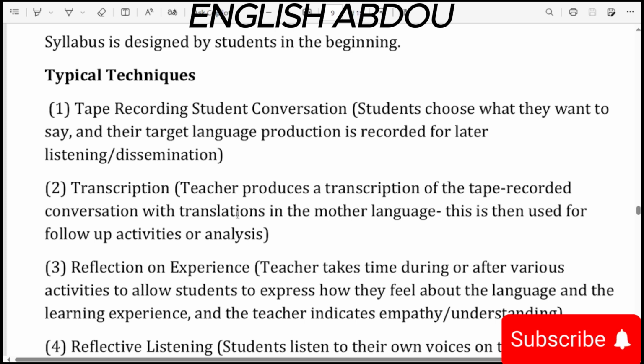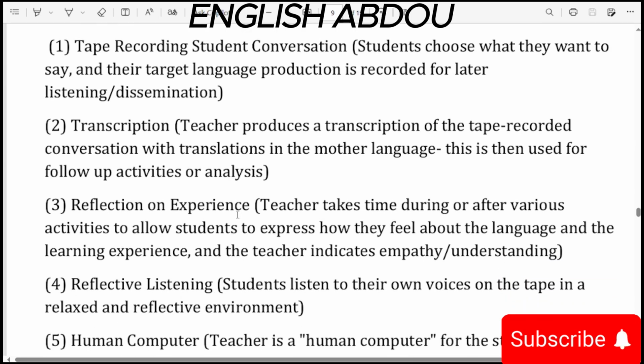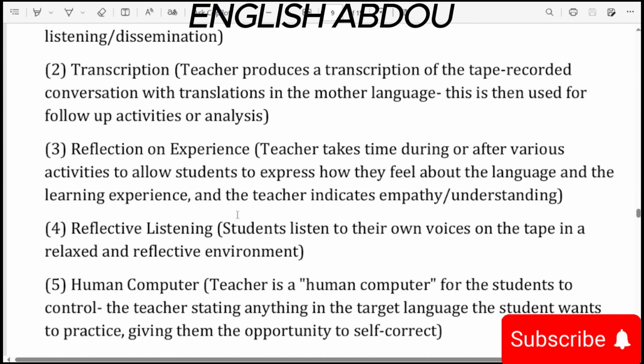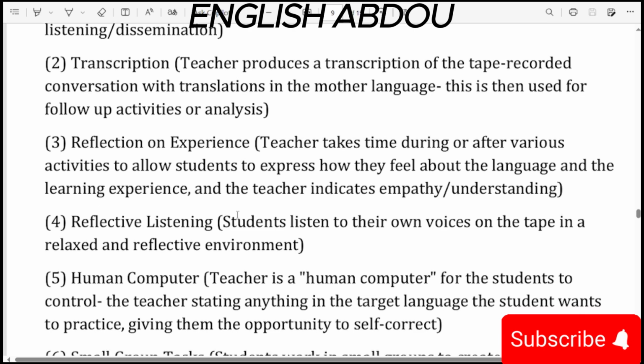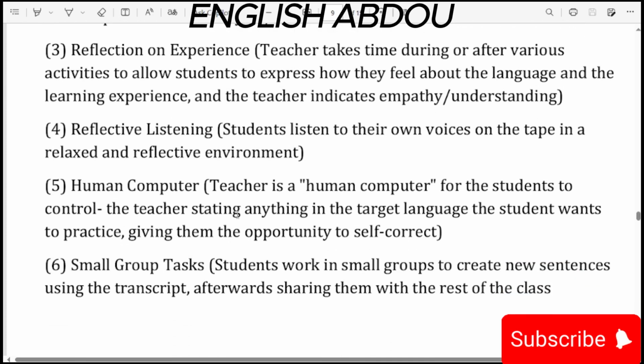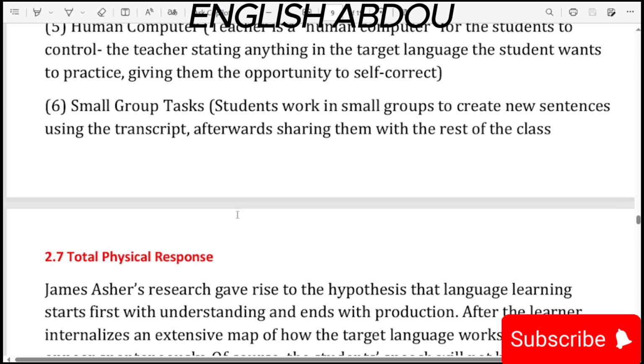After that they start to listen to it and focus on what is going on, what mistakes they have made, and so on and so forth. Transcription: the teacher produces a transcription of the sub-recorded conversation with translation in the mother tongue language. This is then used for follow-up activities or analysis, reflecting on listening and experience, and this is how we can use this method.